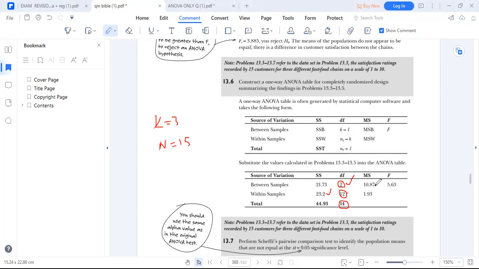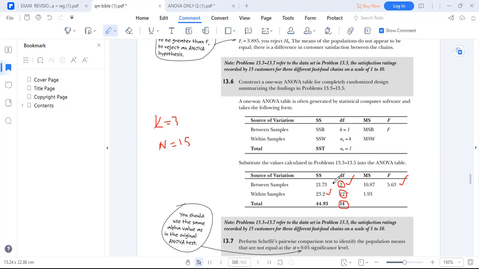And how do we get the 10.83? How did this calculate? We divided the 2 into 21, and 12 into 23. So this is how these two figures were found. How did we find the 5.63? We divide the 1.9 into the 10. So this is the ANOVA table with your calculations done by yourself.